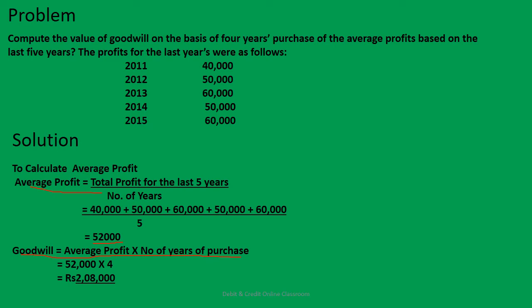We know the formula for calculating the goodwill as average profit into number of years of purchase. So 52,000 into 4, that is 2,08,000. So this 2,08,000 is the goodwill.